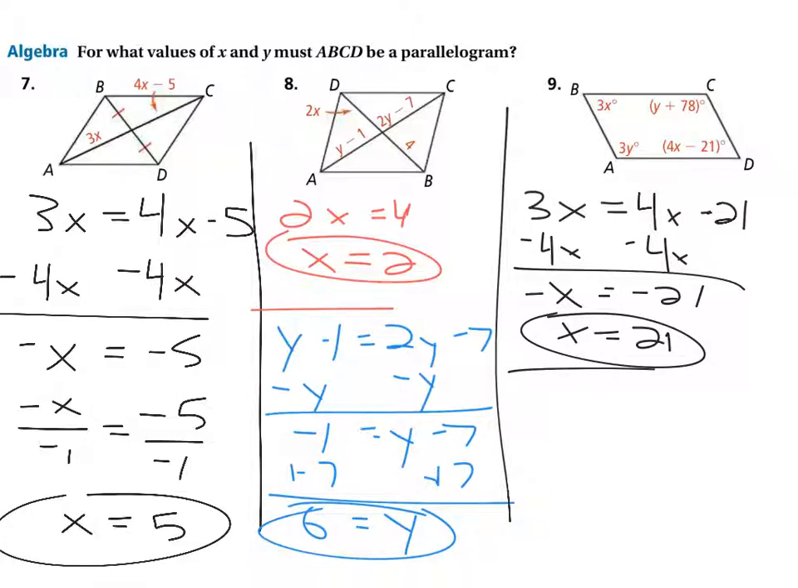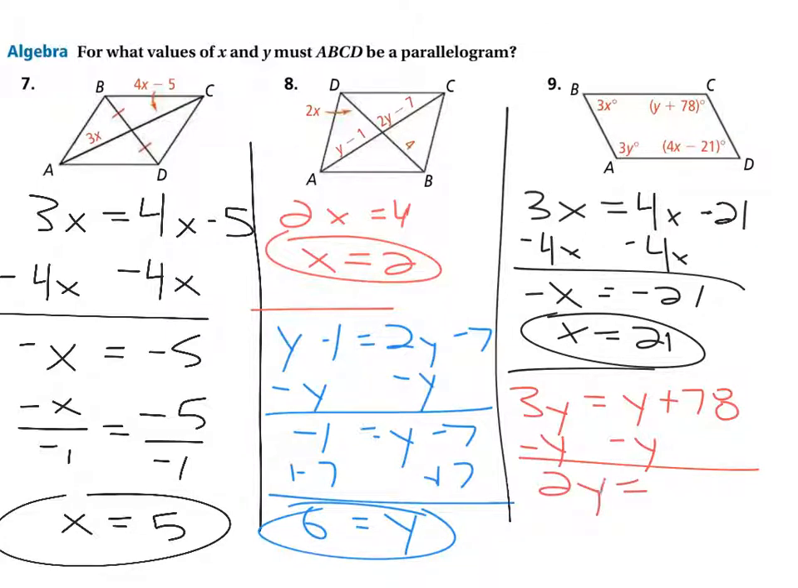Now, let's do it again. Let's do a different color here. And we have the angles opposite each other, 3y and y plus 78. So let's subtract y from both sides. And we get 2y is equal to 78, or y is equal to 39. That's how you do it.